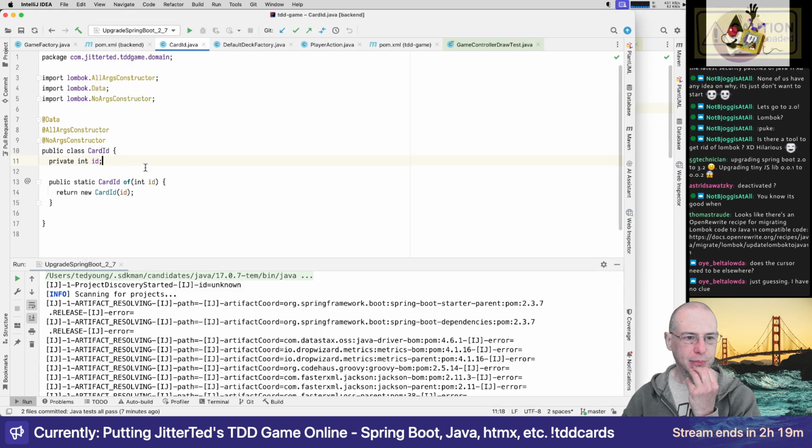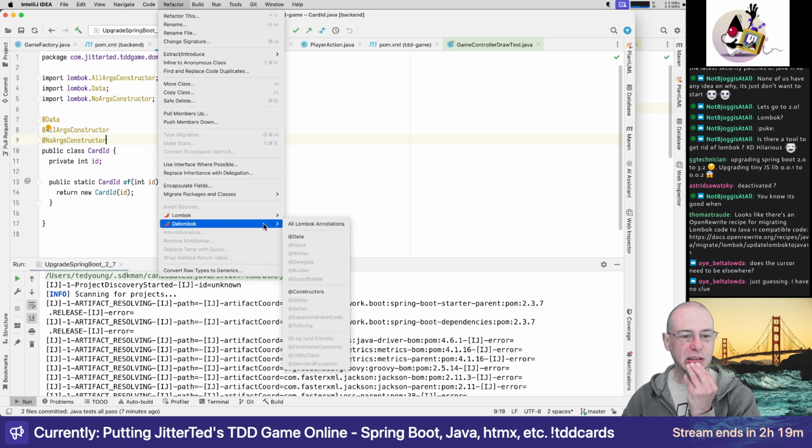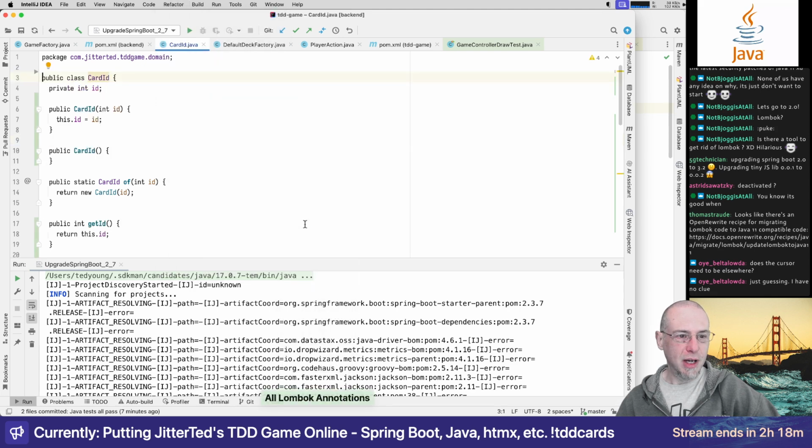Yeah, maybe the cursor needs to be elsewhere. Yeah, I don't know. Let's see. Oh, yeah, I guess so. Okay. That's annoying. Thanks for that. I actually thought my cursor was outside, but it wasn't. We're going to de-Lombok and get rid of all Lombok annotations. Awesome.